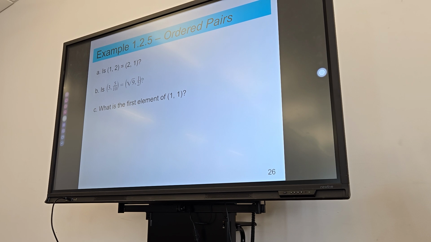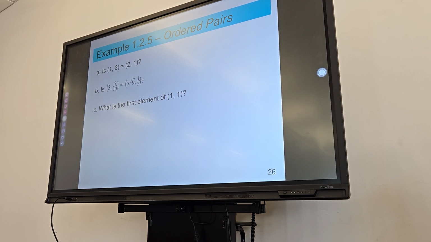So is (1, 2) equal to (2, 1)? No, they're two different. In C++, they'd be two different arrays. They would not be equivalent. Okay, and this is what I showed a few slides back. Is (3, 5/10) equal to (square root of 9, 1/2)? Yes, because the elements evaluate to be the same value.